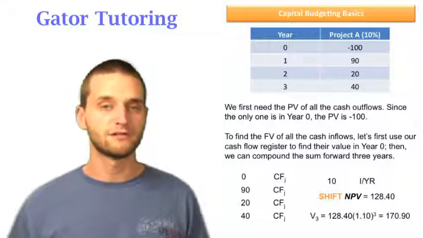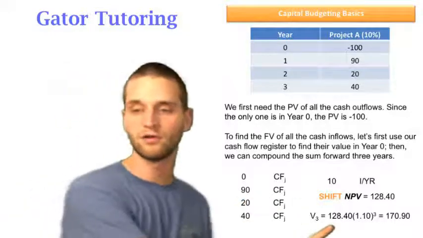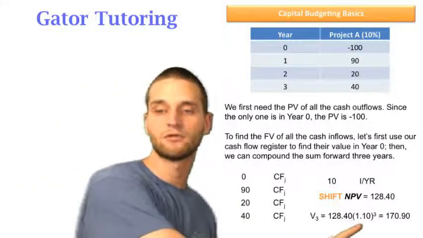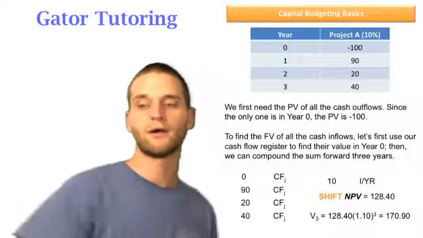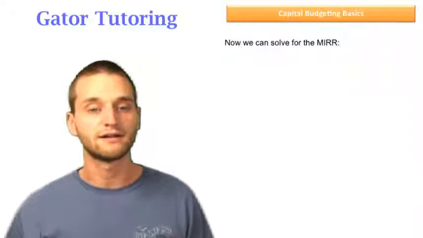Remember, we want it as of year 3, the terminal period of the project. So we take the net present value of 128.40, compound it forward 3 periods at 10%. So 1 plus interest raised to the 3rd power gives us the value in year 3 equal to 170.90.